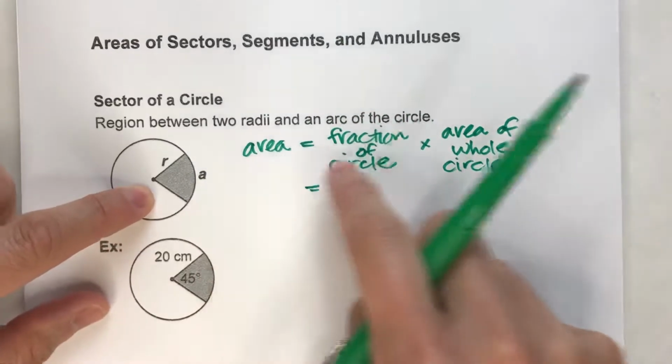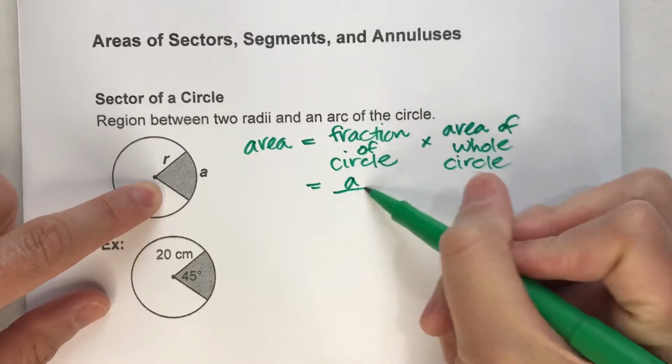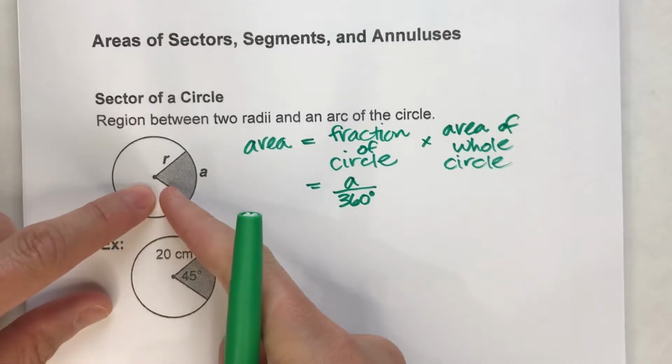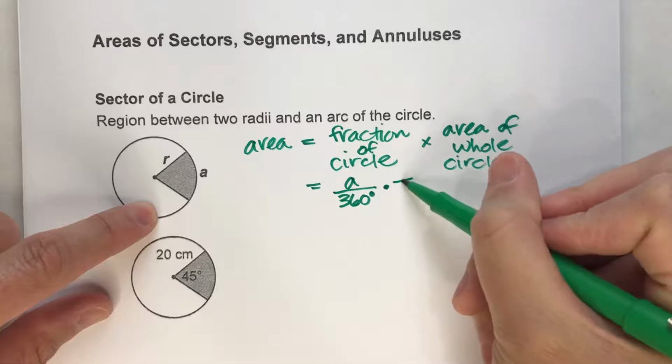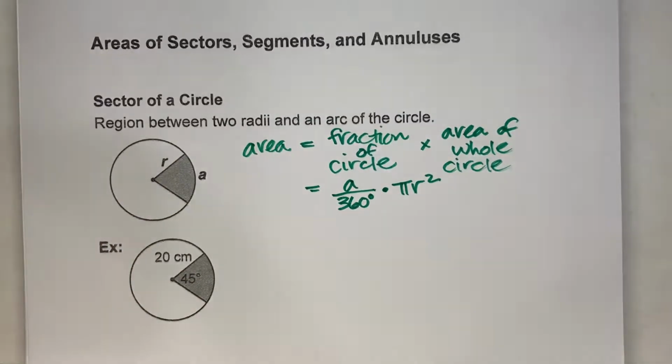All right? So to find the fraction of the circle, you're going to take that angle and put it over 360 degrees because there's 360 degrees inside of a circle. All right? And there's your fraction. And then, of course, the area of a whole circle is just pi r squared. All right? So let's do an example so you can see this in action.